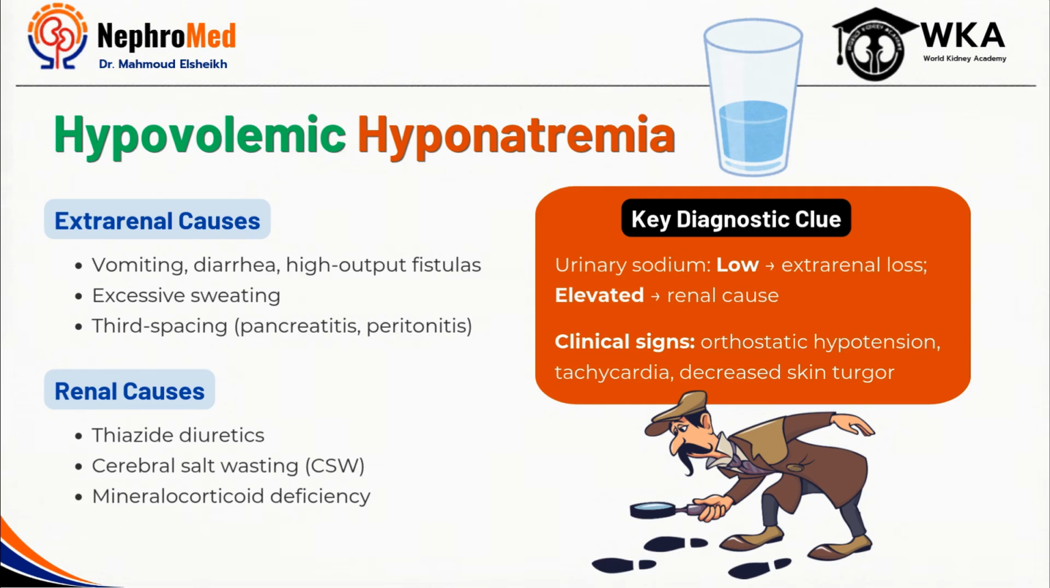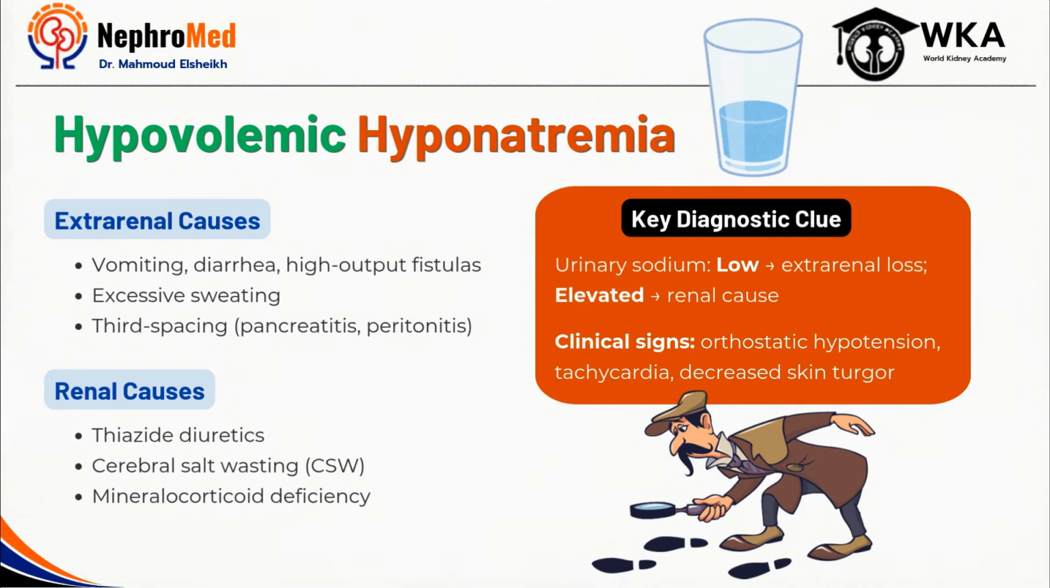Extrarenal causes include vomiting, diarrhea, excessive sweating, high output fistulas, and third spacing conditions like pancreatitis or peritonitis. Renal causes include thiazide diuretics, mineralocorticoid deficiencies, and cerebral salt wasting syndromes. One of the most useful diagnostic clues here is the urinary sodium. If urinary sodium is low, usually below about 20 milliequivalents per liter, that suggests the kidneys are appropriately conserving sodium, pointing toward extrarenal losses. On the other hand, if urinary sodium is elevated, that suggests renal sodium wasting.